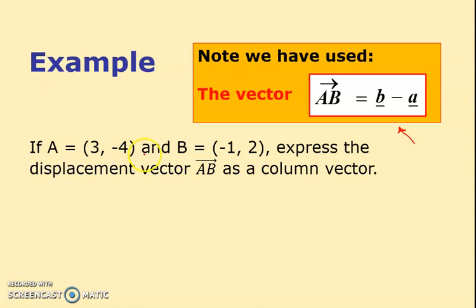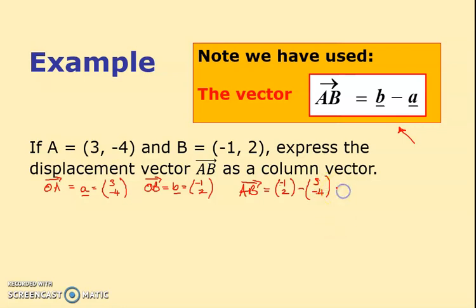If a is (3, -4), I can write that as a position vector from the origin. I could write it as OA, or I could just write it as a, and that is (3, -4). And again, OB, which I could write as b, and probably should, is (-1, 2). And it wants me to find AB. Well, all I do is use my formula which I've written up here. AB is b minus a. b then is (-1, 2), but I've got to take away the a, which is (3, -4).